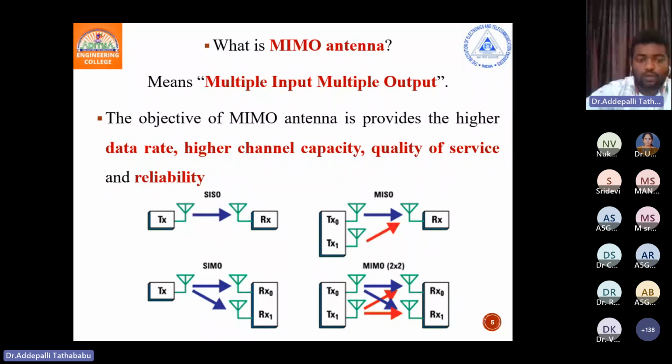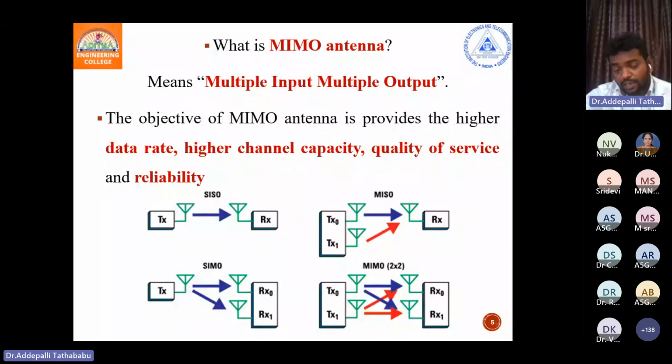How will it improve? Here you can see a single transmitter and single receiver. Here a single antenna is there. This is single input, single output. This is single input, multiple output. Two antennas are there. Here we show multiple input, single output. Two antennas here, one antenna here, and this one is multiple input, multiple output.